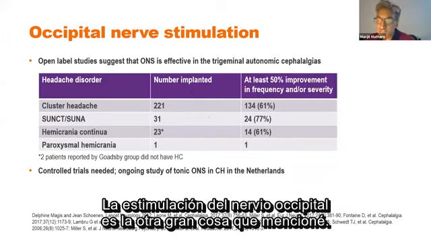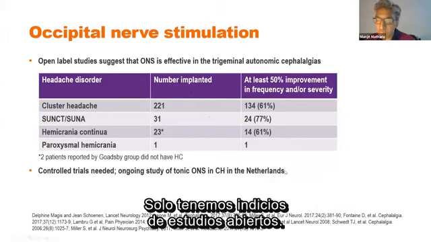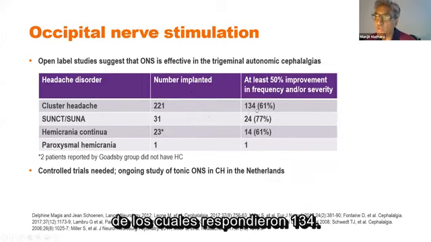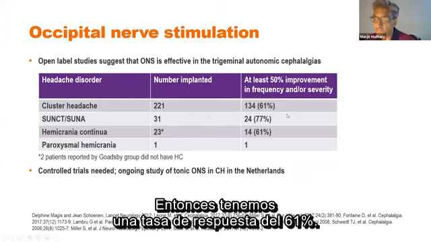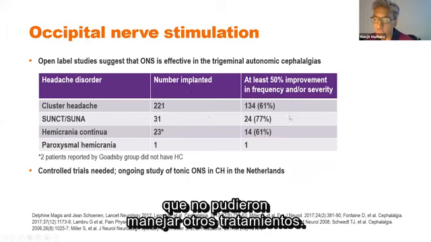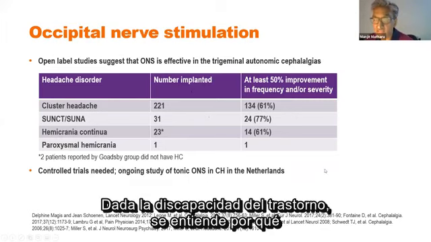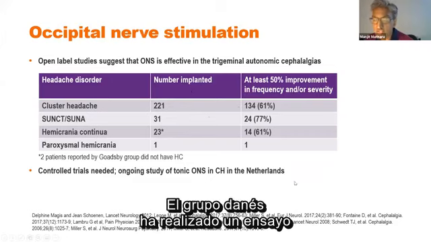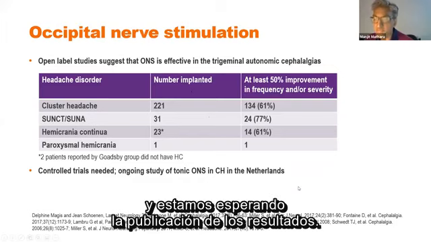Occipital nerve stimulation is the other thing that I mentioned. We only have open label evidence. A large group of patients have been reported, 221, of whom 134 are responders. So we have a response rate of 61%, and these tend to be patients who are otherwise intractable to all of the treatments. And given the disability of the disorder, it's understandable why this is being undertaken on an open label basis. The Dutch groups have done a trial, and we are keenly awaiting the publication of the results.